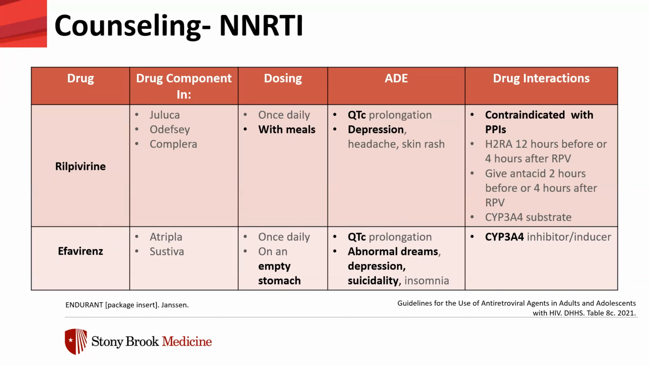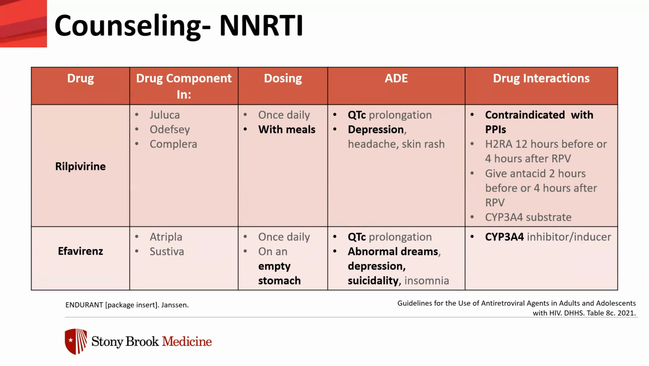And most common side effects we want to look out for are QTc prolongation and depression. There are specific drug interactions with rilpivirine as well. So rilpivirine is contraindicated with all proton pump inhibitors. However, if you have a patient that is having trouble with acid reflux, we can recommend the use of H2RAs and antacids as long as they are being separated with the requirements listed on this table.